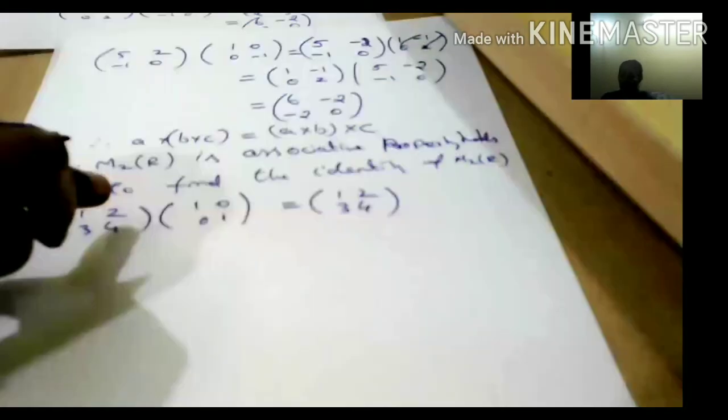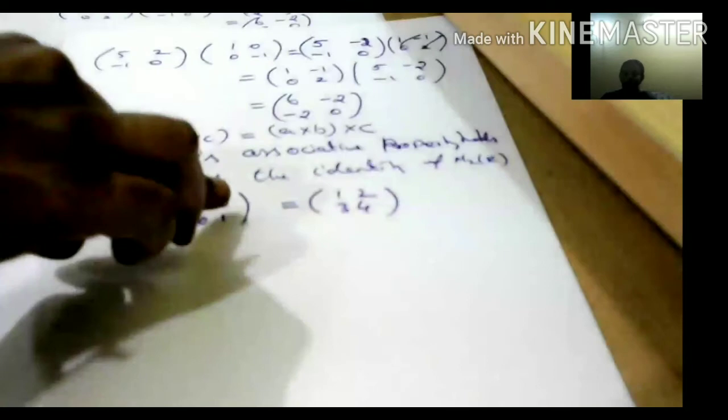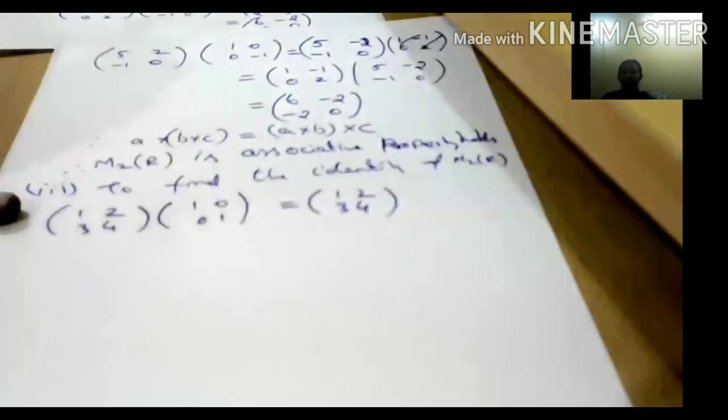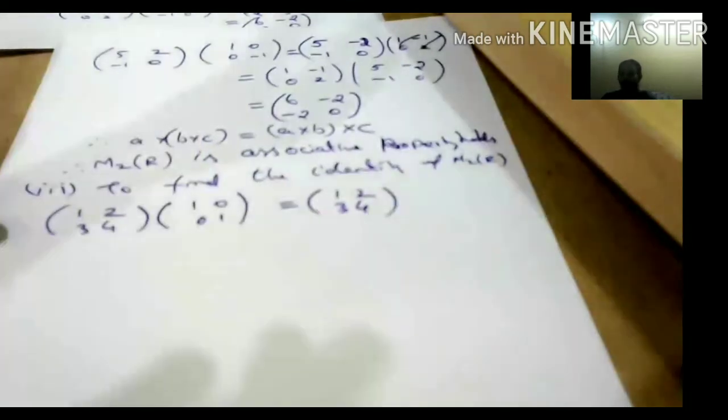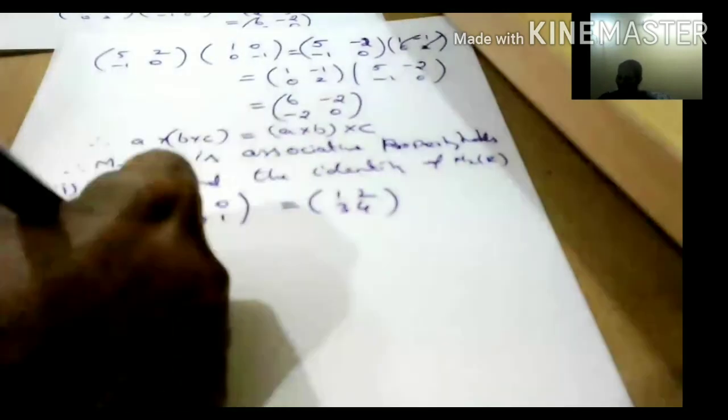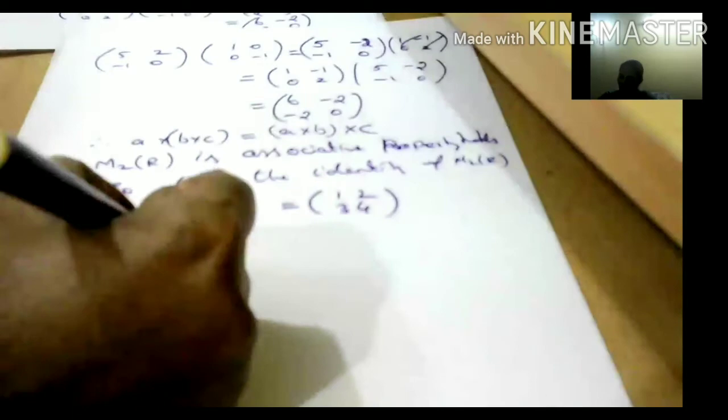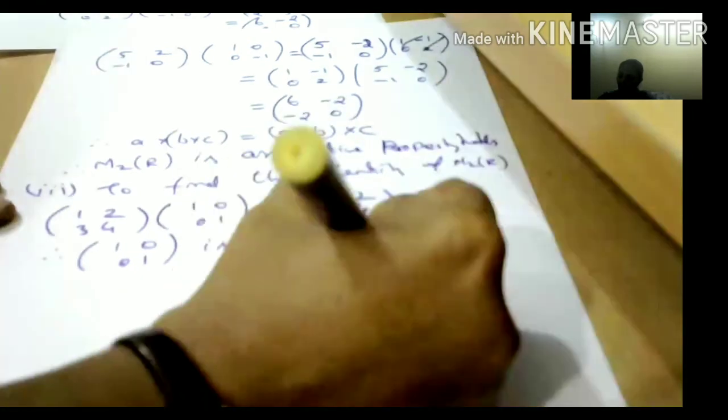Therefore, we can conclude now: 1, 0, 0, 1, this unit matrix is the identity element of this set M2 of R. So therefore, we have calculated 1, 0, 0, 1 is the identity matrix of M2 of R.